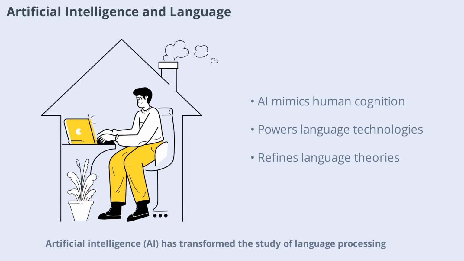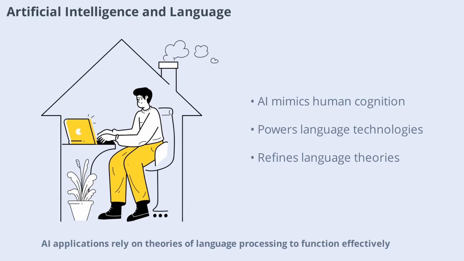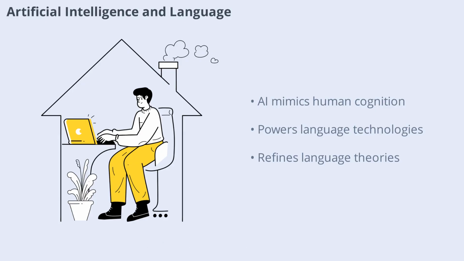Artificial intelligence, AI, has transformed the study of language processing. AI systems use algorithms inspired by human cognition to understand and generate language. From virtual assistants to translation tools, AI applications rely on theories of language processing to function effectively. Studying AI also helps researchers refine their understanding of human language abilities.